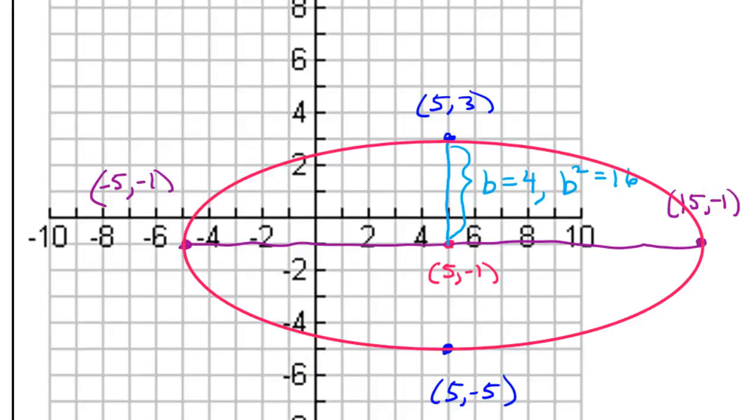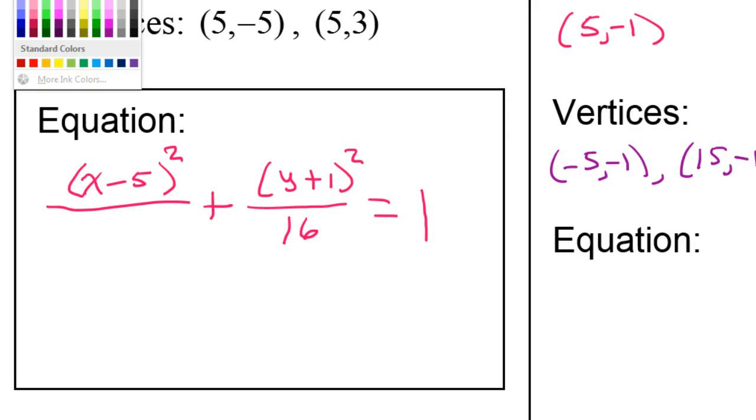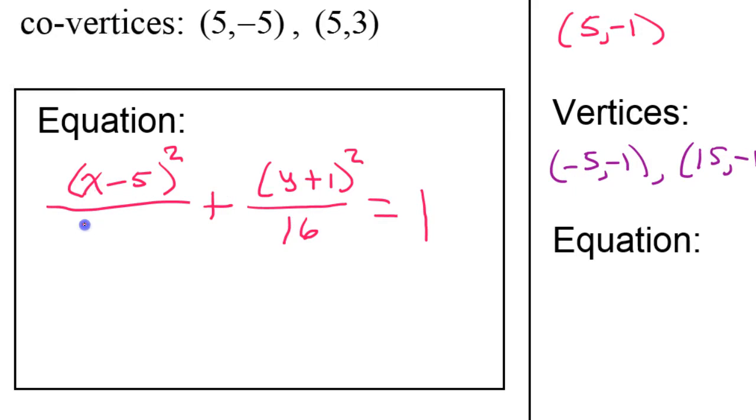Also, because the major axis was 20, this is my a value right here. My a value is 10, half the major axis, which means that a squared is 100. So that's going to be my other denominator. Notice that this is horizontal. It's in the x direction. So it makes sense that this 100 should be in the denominator of the x squared term.